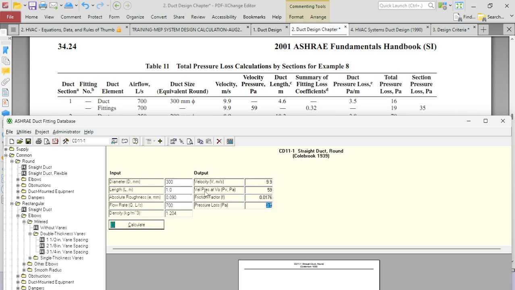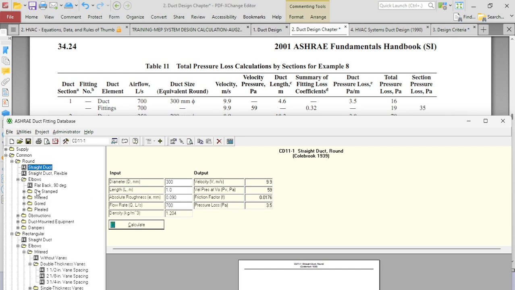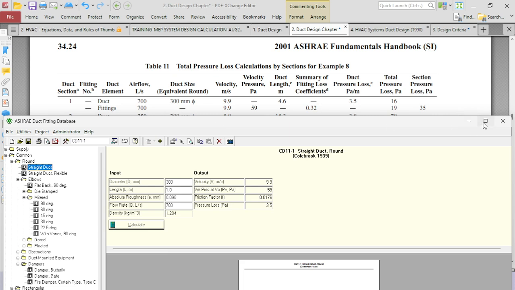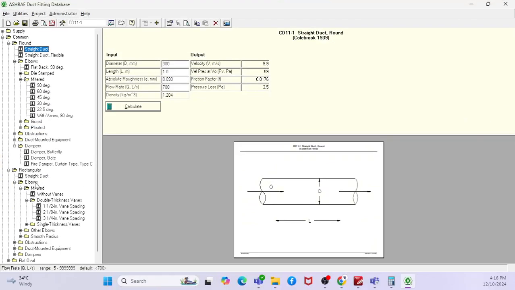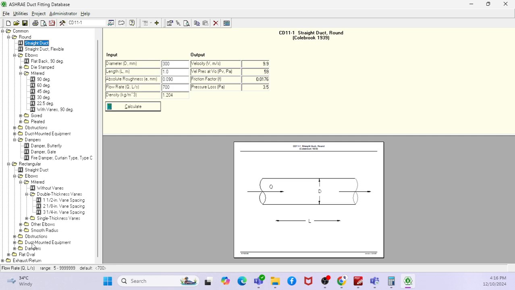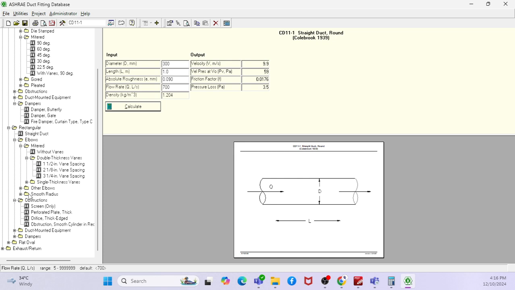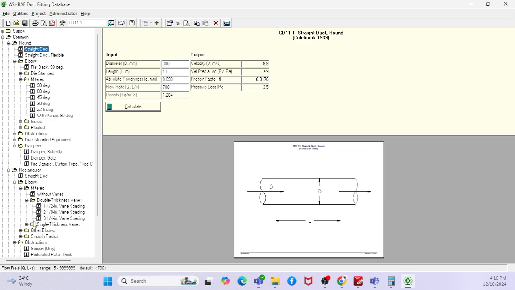So you can calculate your duct velocity based on the equal friction method, right? Then if I go to any of the fittings, say for example, this is the elbow fitting. You have different types of elbows, different types of fittings, dampers, obstructions, screens. Sometimes you will also have a sound attenuator.